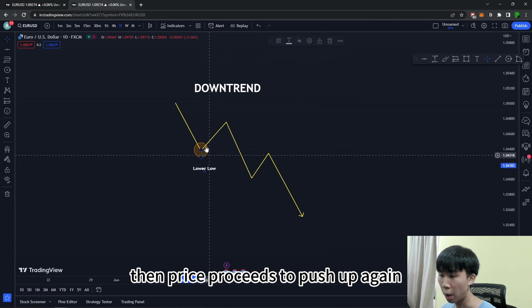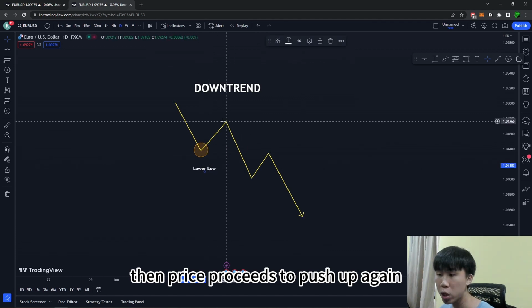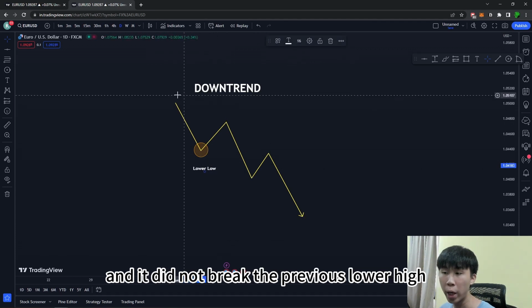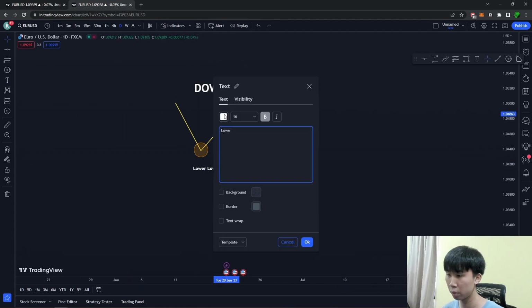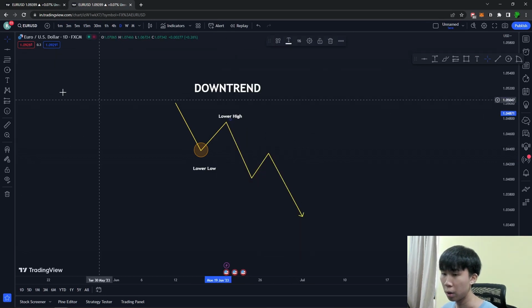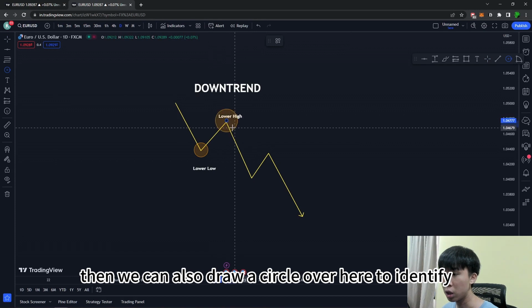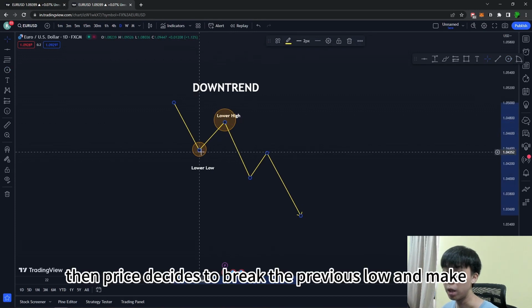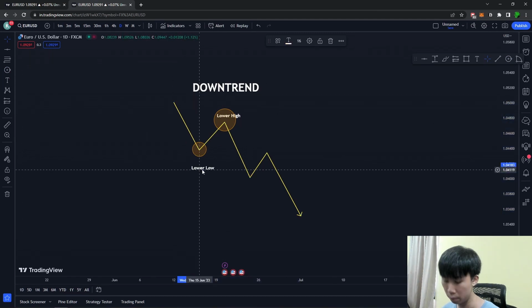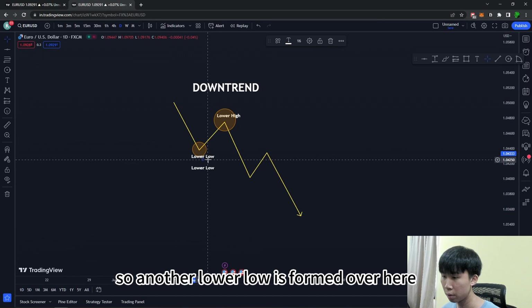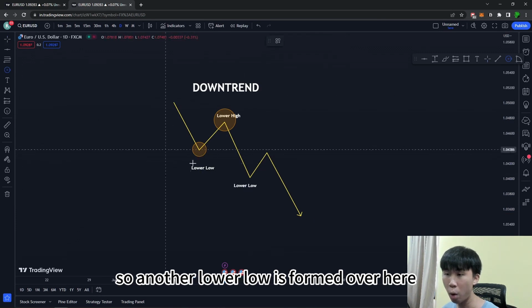Then price proceeds to push up again, and it did not break the previous lower high. So we can see this is a new lower high. And then we can also draw a circle over here to identify. Then price decides to break the previous low and make another lower low. So another lower low is formed over here.